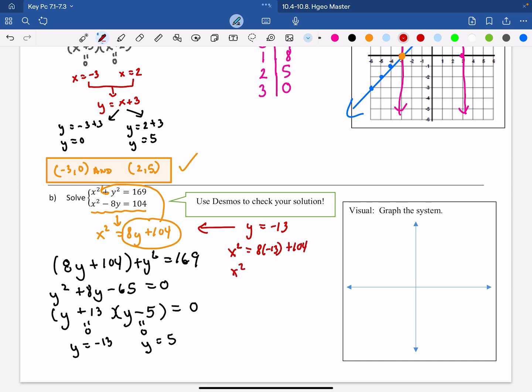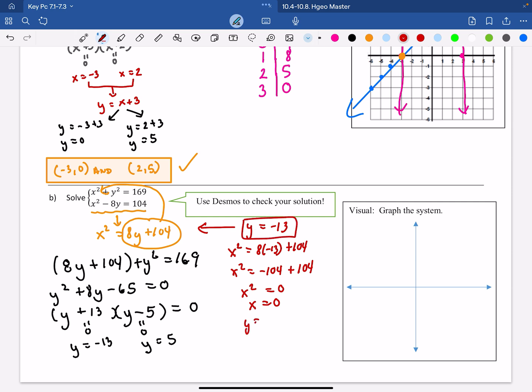X squared is equal to negative 104 plus 104, negative 0. X squared is equal to 0, so that means x is equal to 0. All right, so what we have is when y is negative 13, x is 0, so we have one solution. I will write that off in a second. All right, so let's do the next one.